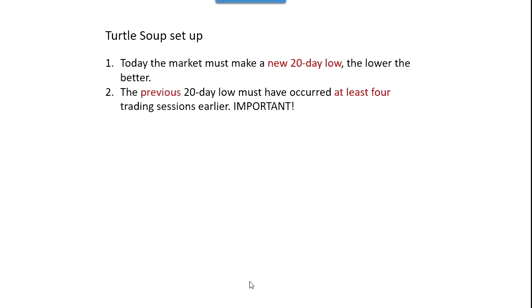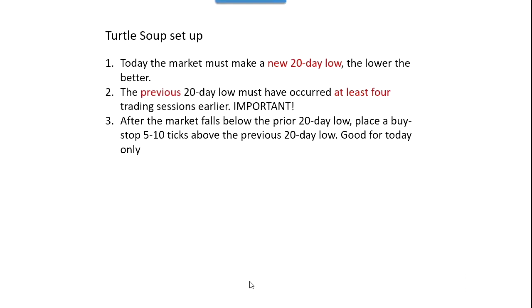The previous 20-day low must have occurred at least 4 trading sessions earlier. Yes, we're looking at trading sessions, so it's trading days, not calendar days. So we'll have a situation where a market comes down, makes a 20-day low, bounces up at least 4 days, and then makes a new low. That's when we become interested.